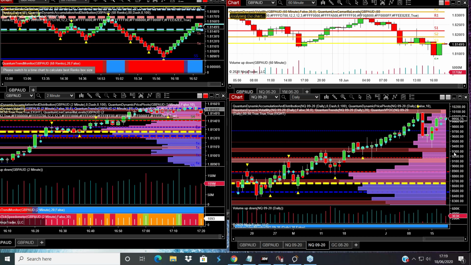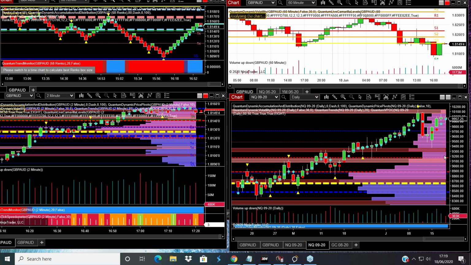So looking at a chart as I've got here, I've got the pound Aussie up. I've actually got the NQ up at the moment, as we can see here on the daily chart. It just happens to be the NQ, but the VPA lessons we can learn from that chart are equally applicable whether you only trade Forex or you only trade commodities.